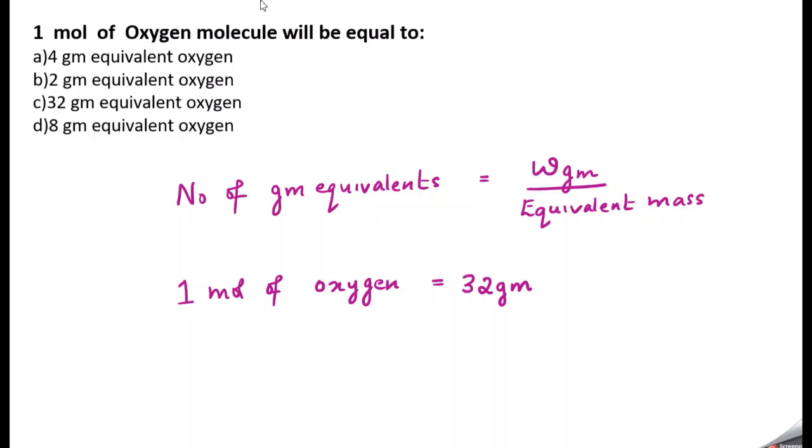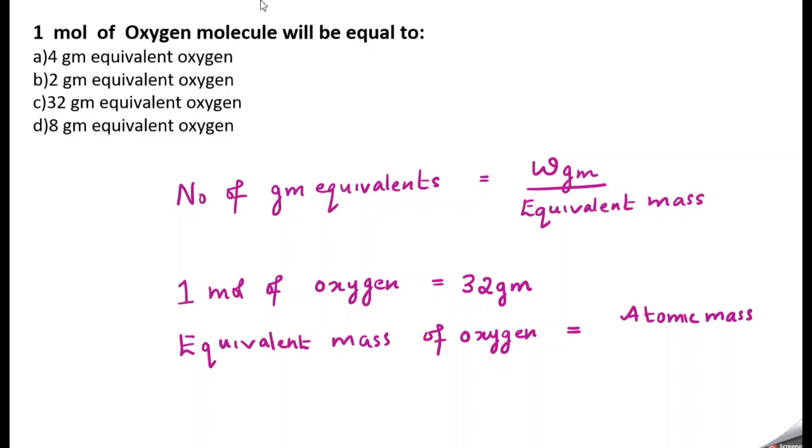Correct. Now what is the equivalent mass of oxygen? So we will calculate that. Equivalent mass of oxygen is equal to, for any element, the method of finding the equivalent mass is equal to atomic mass divided by valency. This you should remember. We are learning while calculating the equivalent weight.